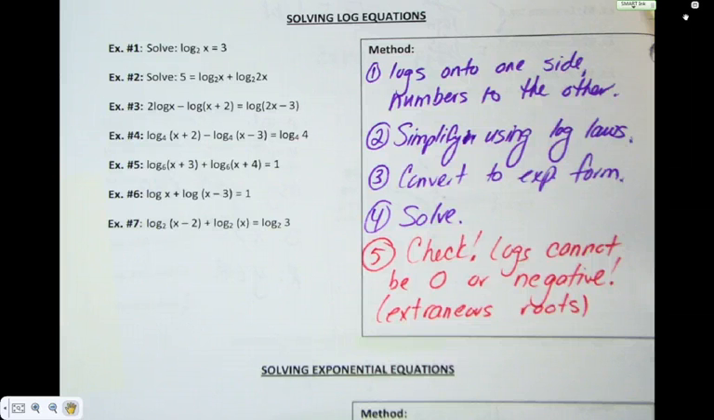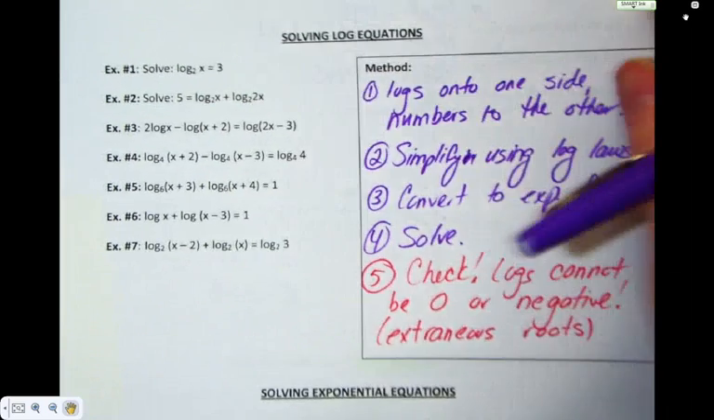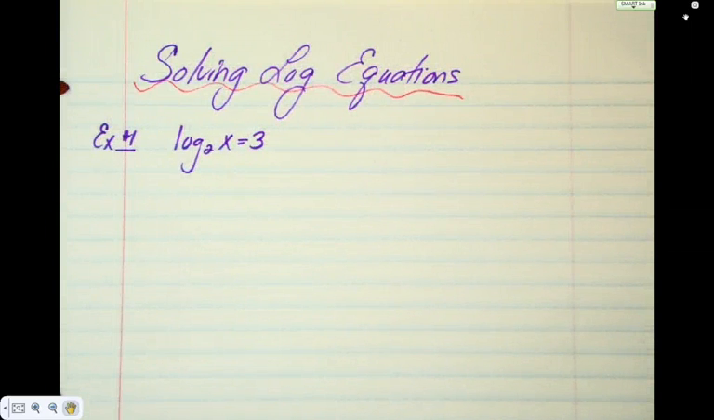What I love about these is, well, I love solving equations in general, but these steps are going to work every single time. There's no exceptions, no quirky ones. These are going to be the same steps every time. Logs on one side, numbers on the other. Simplify using your log laws. Convert to exponential. Solve. Check. Okay, so grab your paper, example number 1.